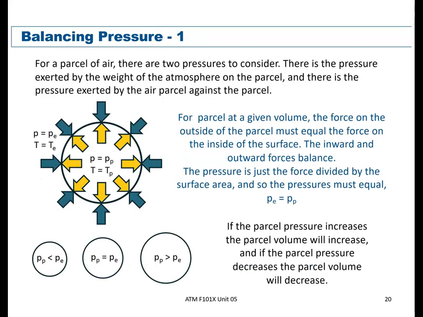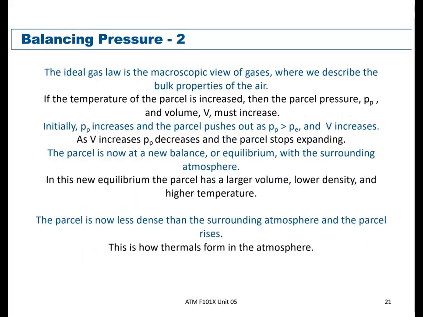For a parcel of air in the atmosphere, if it is neither expanding nor contracting, the inward force exerted by the environment equals the outward force exerted by the gas. The pressure is just the ratio of the force to the area over which it acts, and so if the environmental pressure equals the parcel pressure, the parcel will maintain its volume. If the parcel pressure is less than the environmental pressure, the parcel will contract. If the parcel pressure is more than the environmental pressure, the parcel will expand.